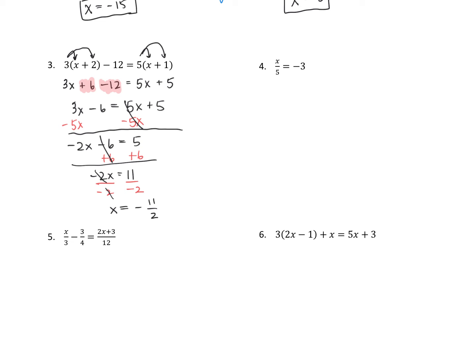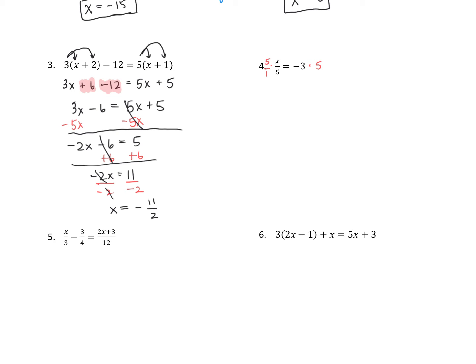Okay, number 4, we have x over 5 equals negative 3. Remember, this fraction bar is a division symbol, right? It's just a different way to write a division symbol. So this is really x divided by 5 is equal to negative 3. So to undo division, we should multiply, right? We want to get rid of that 5. So we need to multiply by 5. Remember that that means times 5 over 1, or just times 5.